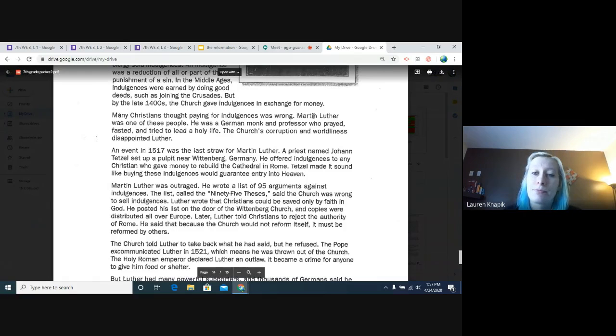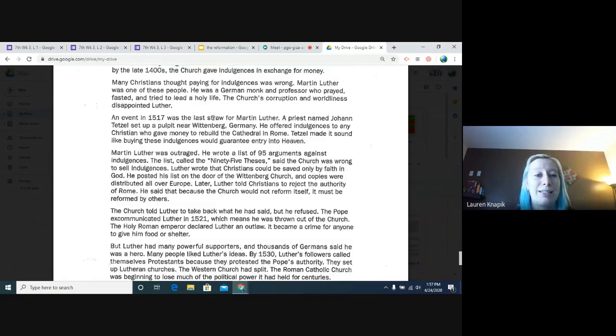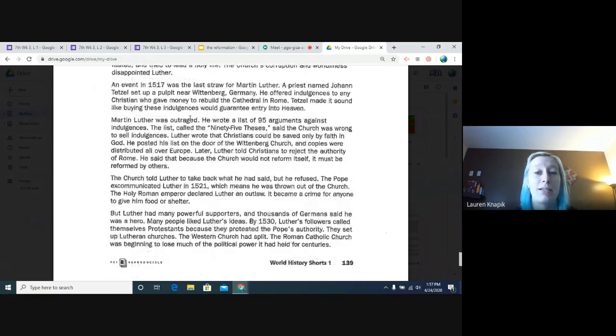Martin Luther was one of these people. He was a German monk and professor who prayed, fasted, and tried to lead a holy life. The church's corruption and worldliness disappointed Luther. An event in 1517 was the last straw for Martin Luther. A priest named Johann Tetzel set up a pulpit near Wittenberg, Germany. He offered indulgences to any Christian who gave money to rebuild the cathedral in Rome. Tetzel made it sound like buying these indulgences would guarantee entry into heaven. Martin Luther was outraged. He wrote a list of 95 arguments against indulgences.